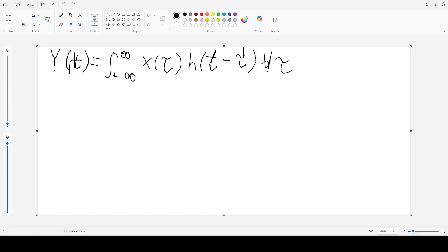This tablet thing is interesting in Windows 11. We'll make it work. So forgive my bad writing. We've seen this before, last week at some point. That is the convolution integral.